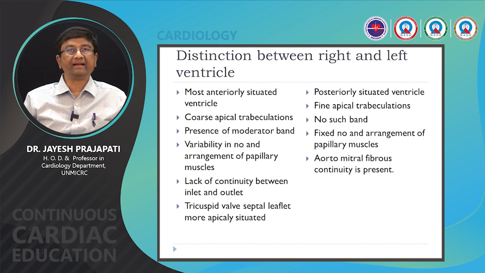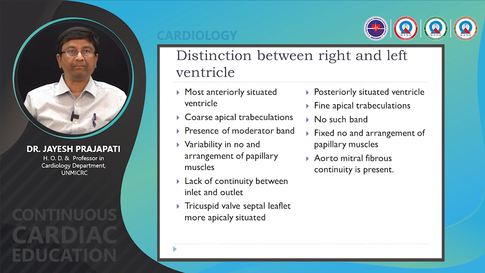So how can we differentiate RV and LV? The RV is the most anteriorly situated chamber. On echocardiography it is coarser compared to the left ventricle, with coarse apical trabeculation, and there is a moderator band, which is one of the identities of the RV. The number of papillary muscles is variable because of the tricuspid valve and leaflet size differences, and there is a lack of continuity between inlet and outlet. Like the aortomitral continuity, the same thing is not present between tricuspid and pulmonary valves. The conus is one of the important things, and the tricuspid valve septal leaflet is more apically situated.